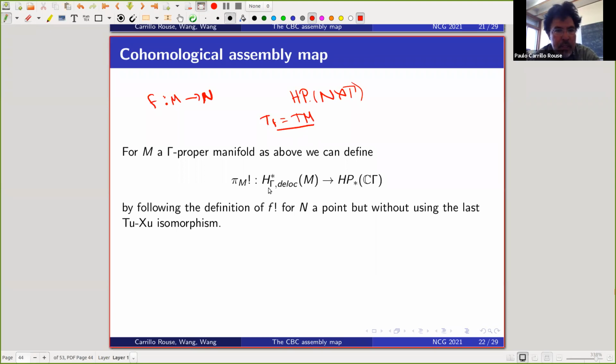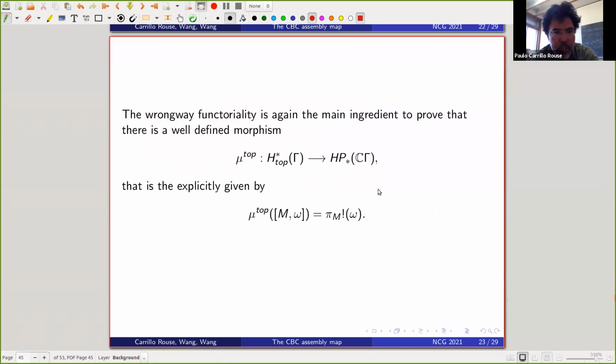So in that case, you can define the pushforward map associated to the projection to a point, following the same construction as above. And you can again use the Grothendieck functoriality to show that there is an assembly map as the Baum-Connes assembly map, but in cohomology or in homology, that depends on which side. But then it's precisely given like this. So it's just a generalization of the Baum-Connes assembly map in K-theory.